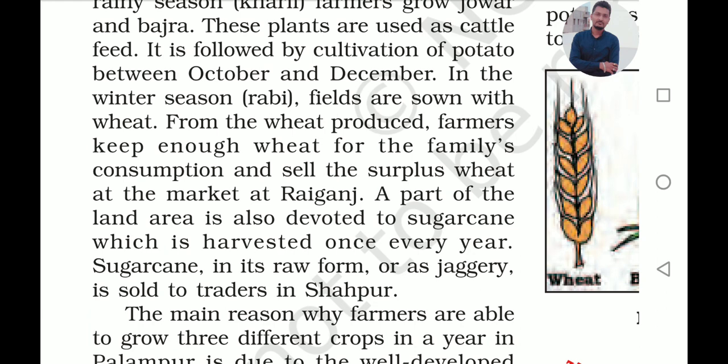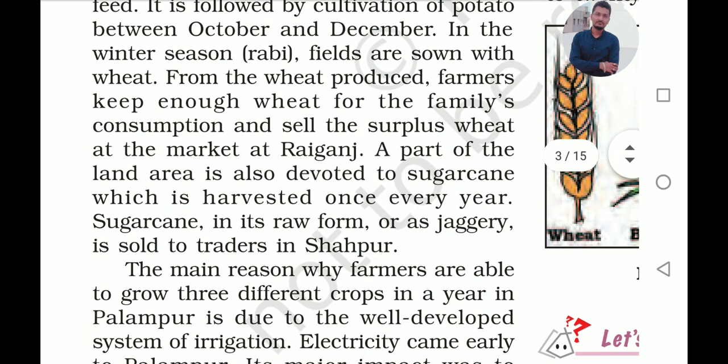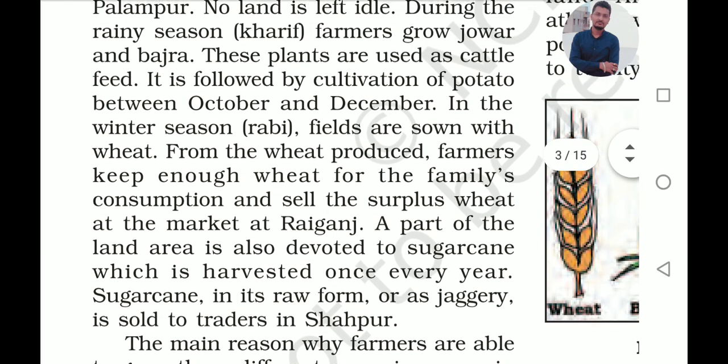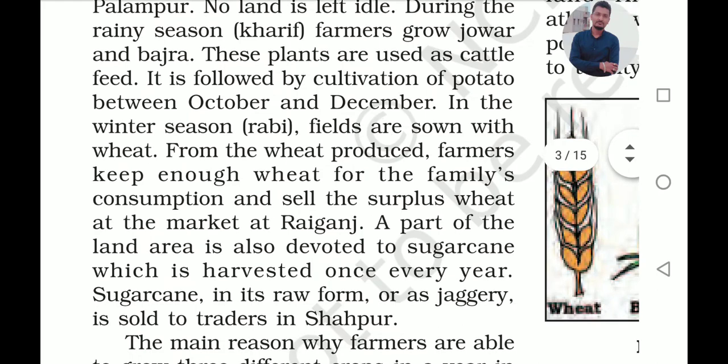A part of the land area is also devoted to sugarcane, which is harvested once every year. So sugarcane is also cultivated here, and it is the raw material for jaggery, that is gur, which is sold to the traders in Shahpur. Students, in the introduction part we already discussed that Shahpur is the nearest place, and Raiganj is also there.